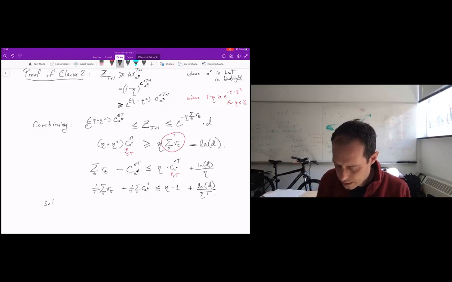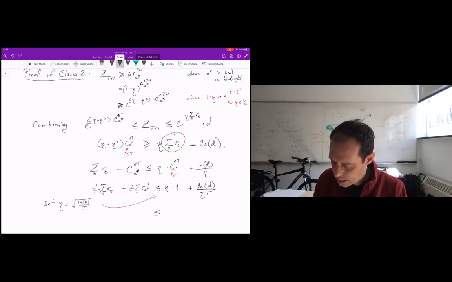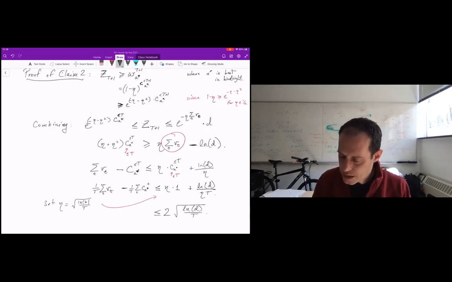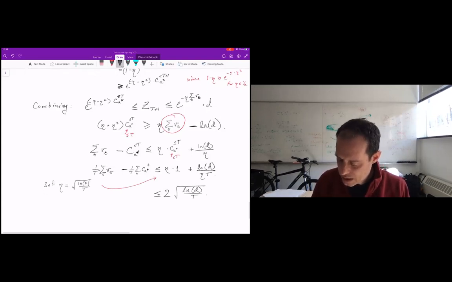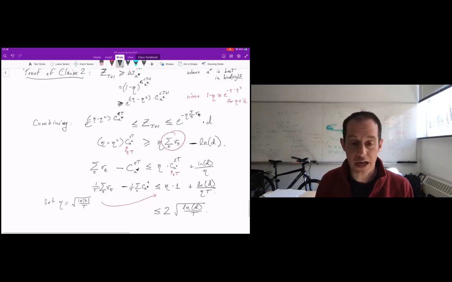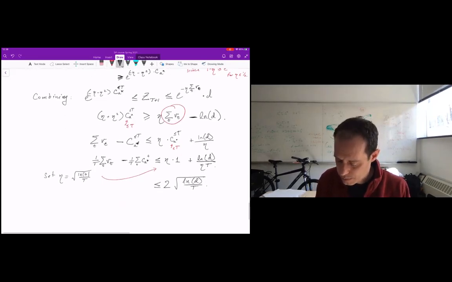And if we set eta to be just the thing we need, so ln of k, we set eta to equalize these two terms. Okay. What we get is at most 2 times the square root of log of d over t. Okay, so we're essentially done with our proof, just to make sure that the pieces all make sense.